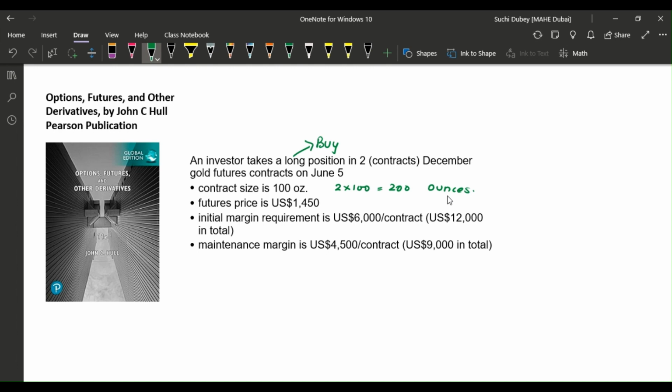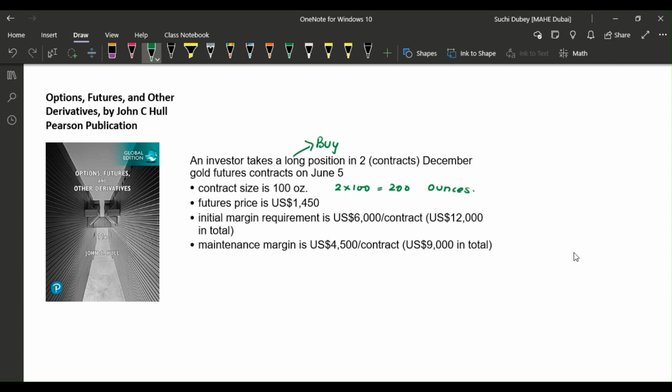The futures price which is given is 1450, and here you can see the initial margin requirement that is required for you to start executing your trade, which is 6,000 per contract. So the exchange has asked that if you want to enter into this futures contract, you have to deposit 12,000 for two contracts as an initial margin. Only then we will allow you to buy and enter into the trading part of it.